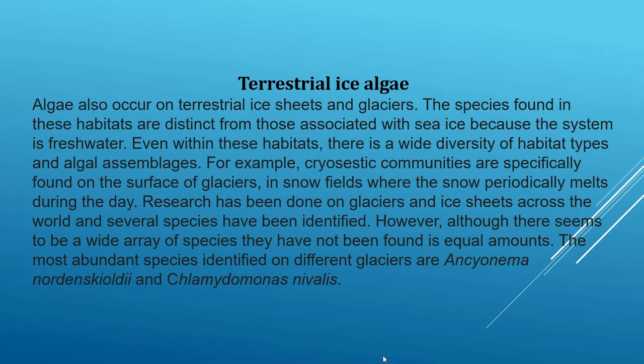Brief word about terrestrial ice algae. Algae also occurs on terrestrial ice sheets and glaciers. The species found in these habitats are distinct from those associated with sea ice because the system is freshwater. Even within these habitats, there is a wide diversity of habitat types and algal assemblages.